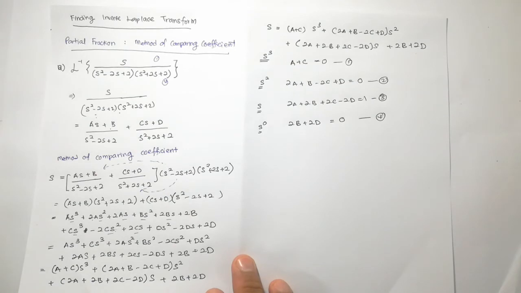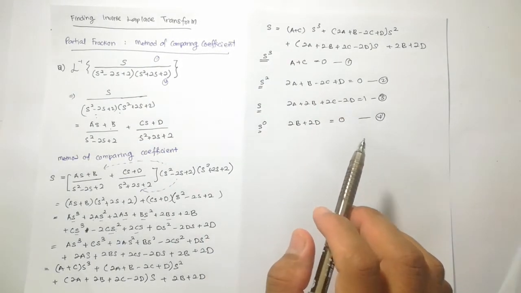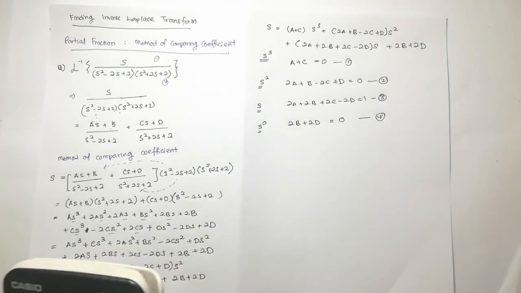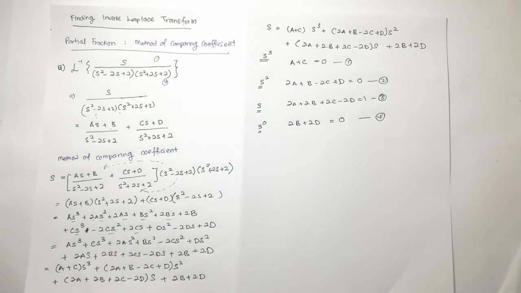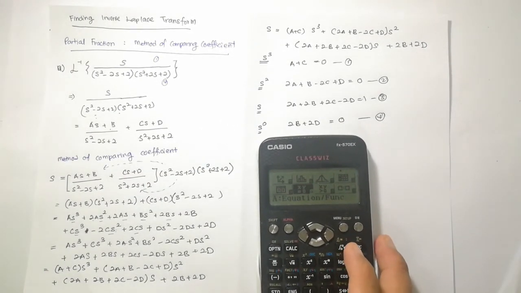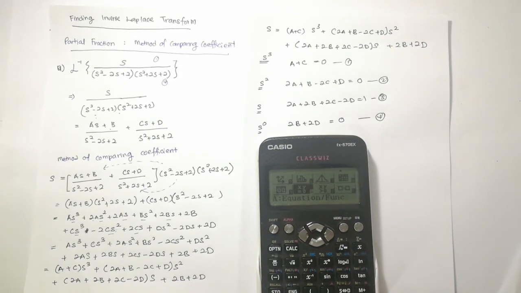Okay, alright. So if you look over here, you have 2b plus 2d, and then we have a plus c equal to 0, and then 0, 1, and 0. So we can use our calculator actually to find the values of A, B, C, and D. So what we can do is very simple. We will use our calculator and go to equation, and then we have simultaneous equation with four unknowns because we have A, B, C, and D.